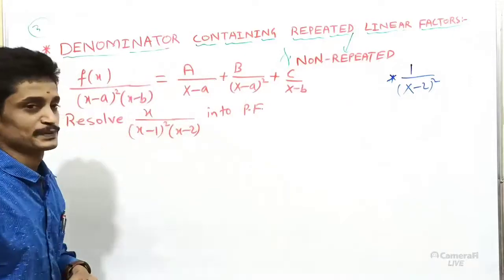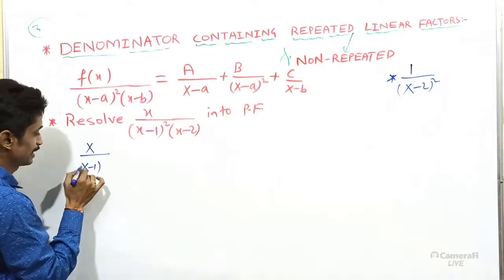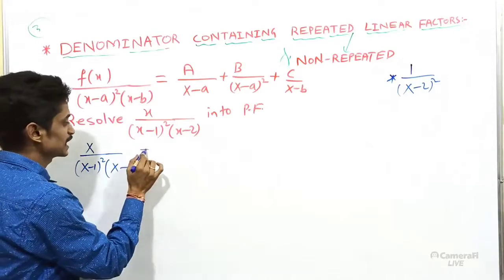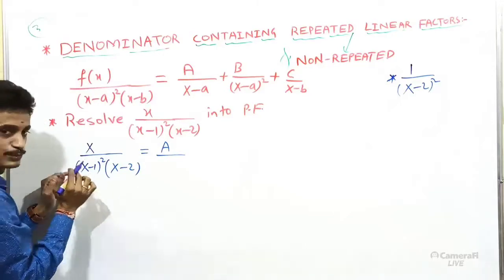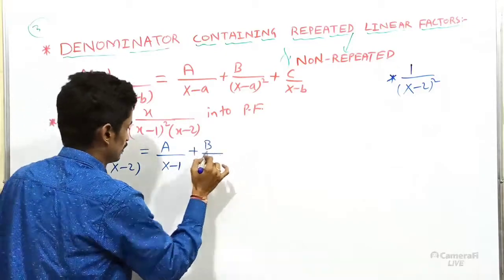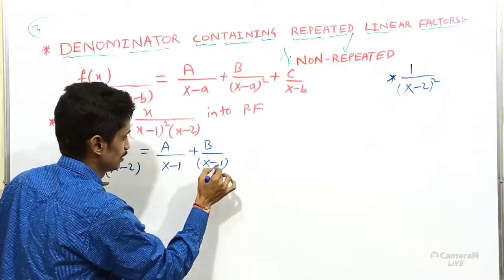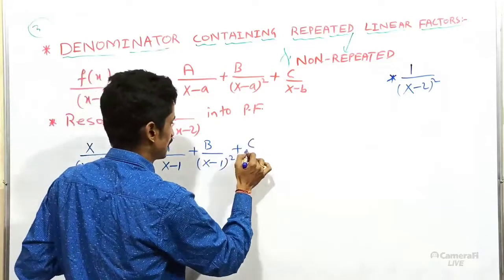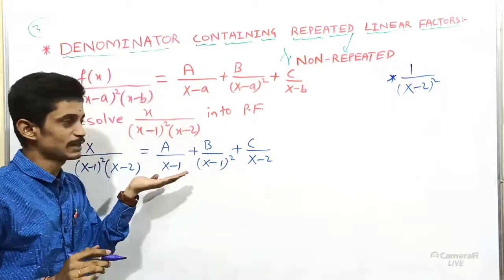Let us start now. First I will take the question as it is, x divided by x minus 1 whole square into x minus 2. Equal to A divided by, according to the rule, first I will focus on this one. I will write x minus 1, plus B upon x minus 1 whole square, because of the repeated factor rule, plus one more factor we have, c divided by x minus 2.